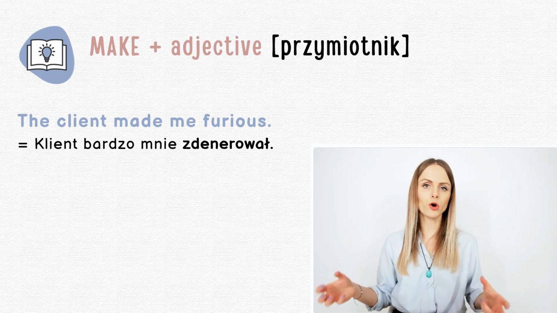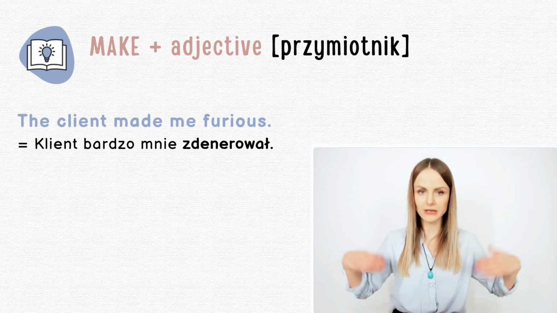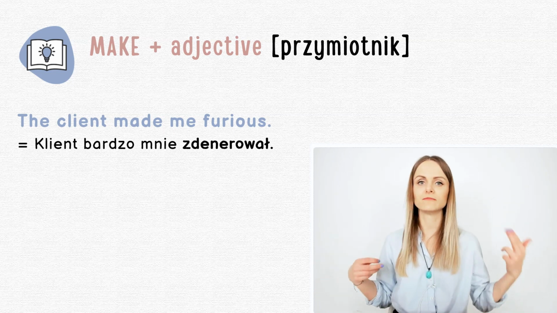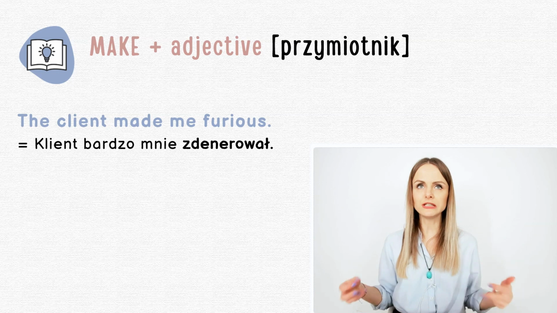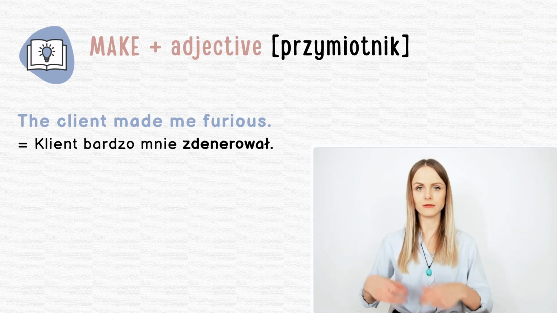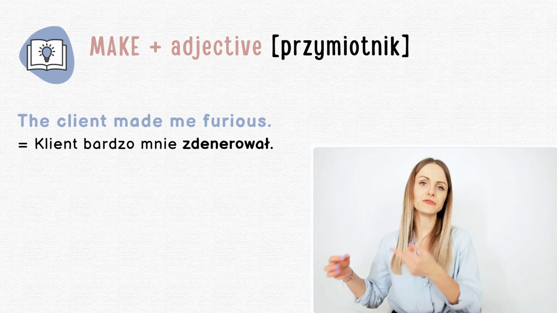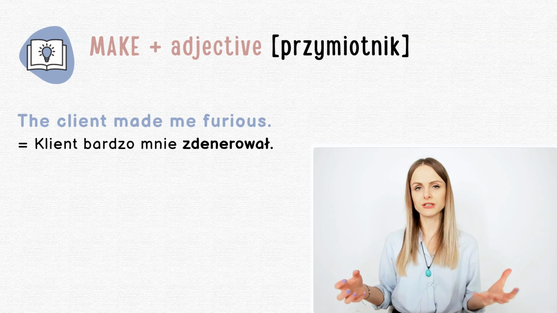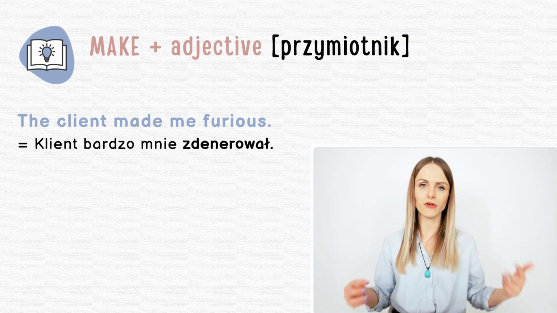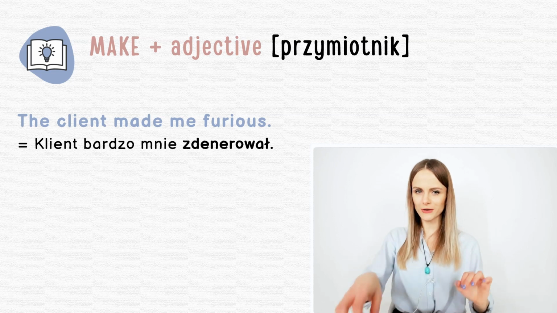So you see, there is no particular verb for furious, for zdenerwować kogoś, rozzłościć kogoś, so you need to actually use this collocation make somebody angry, make somebody bored, make somebody furious, okay? Because there is no one specific verb for this context. I hope it makes sense. I hope you're with me.